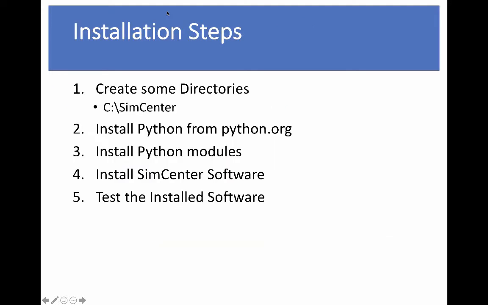The install steps, there are 5. First of all, we're going to create a directory on the computer in which we're going to place the SimCenter software. Then we're going to install Python, install some Python modules, download the SimCenter software itself, and then finally test the installed software.